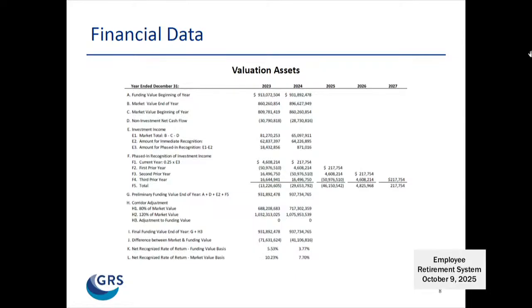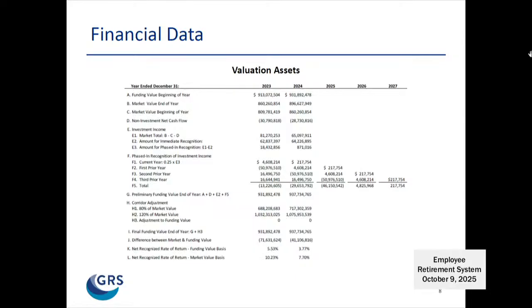When we look at line L, your market rate of return is 7.7%. For 2024, you did earn more than your assumed rate of return. When we look at line K, 3.77%, that is the number that we really want to compare to your 7% assumed rate of return, because that 3.77% takes into account that big loss in 2022 and the total loss that we recognized this year.